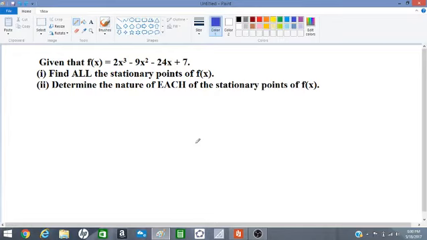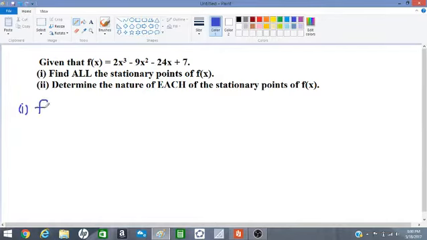Let us work out this differentiation question. We have a function, it is a cubic polynomial, and we are asked to find all the stationary points of f of x. Stationary points exist when f prime x is equal to 0, which means the gradient is equal to 0 at a stationary point. So let's look at part 1.